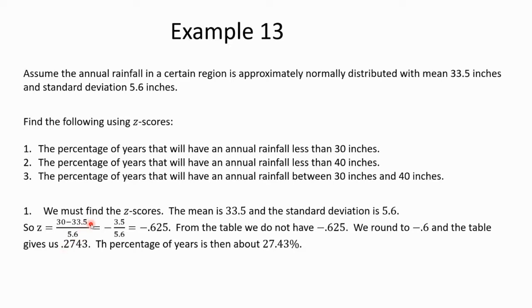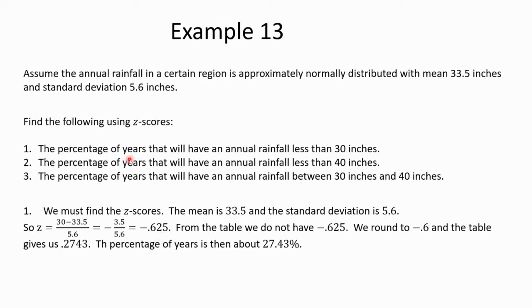So we have 30 minus 33.5, divided by 5.6. And when you do this quotient, you actually get negative 0.625. So in other words, the z-score for 30 inches is negative 0.625.